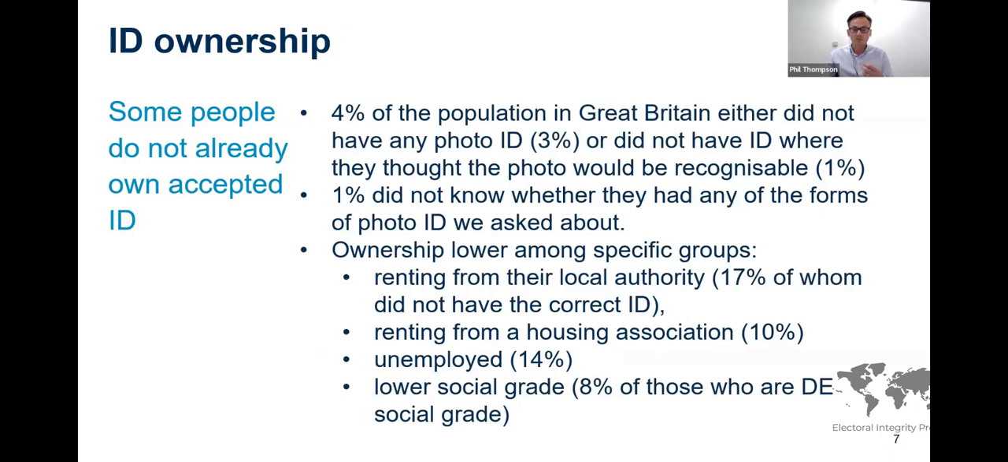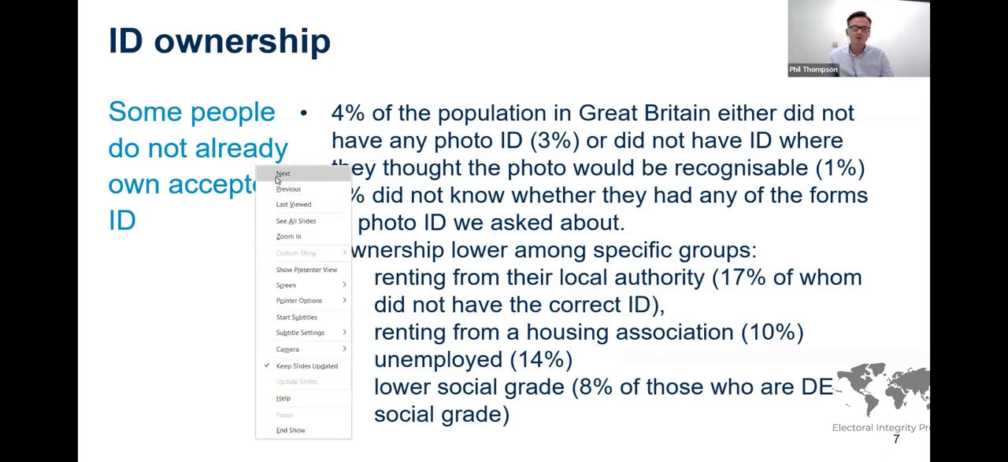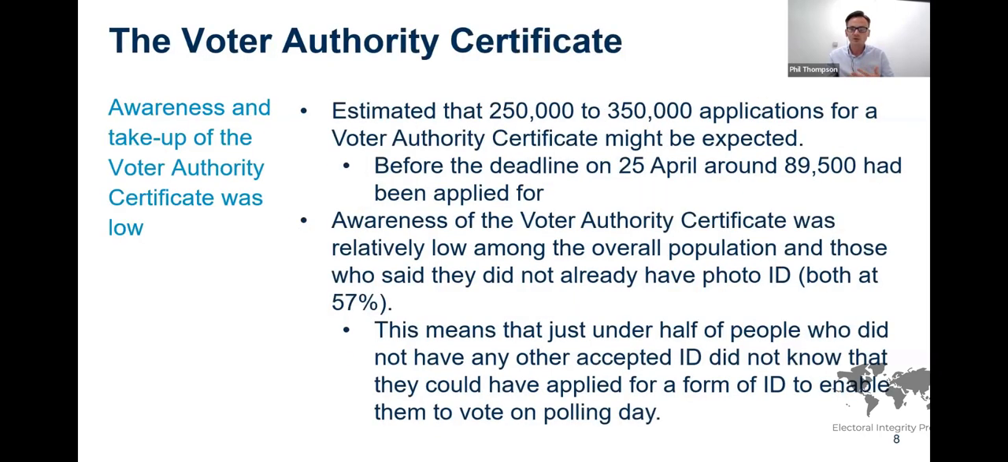But because there is this group of people that don't have ID, and just as a reminder of some statistics, we know from our own research and others that about 4% of people didn't have any of the accepted photo ID types. And again, that varied and was much higher among certain groups in society. So the free local ID, which was called the voter authority certificate, was available to anyone who didn't have any of the existing forms.